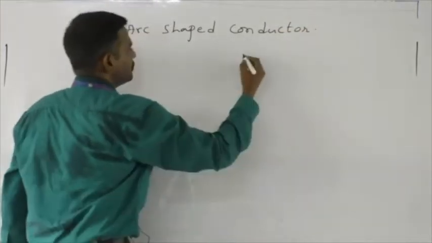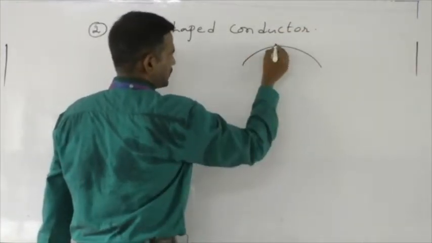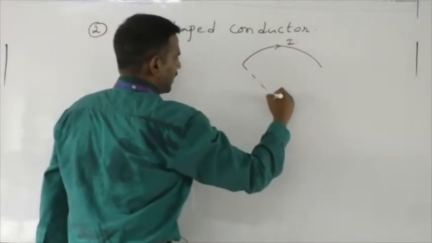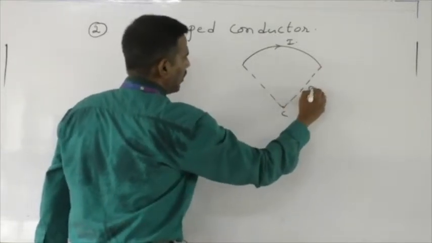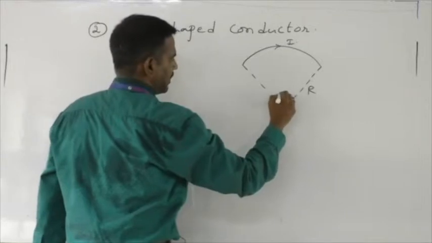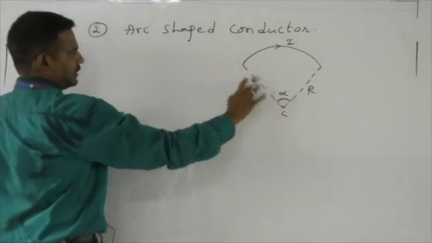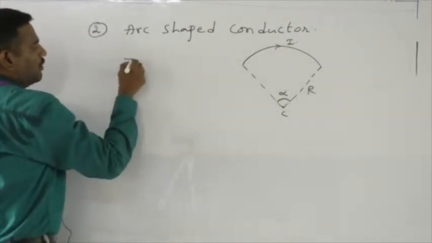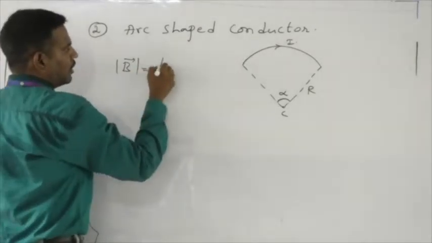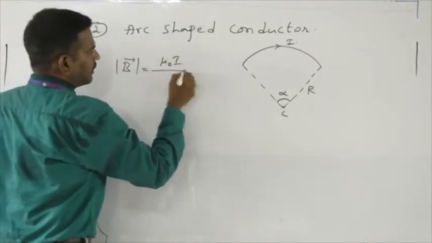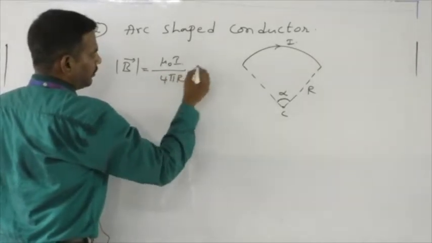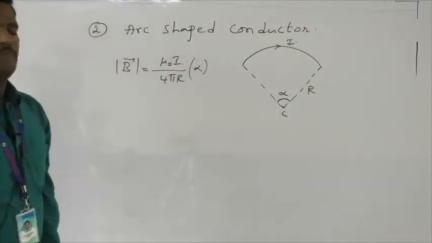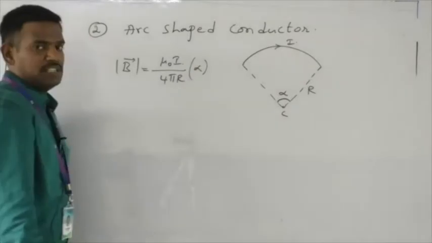Due to an arc-shaped conductor, let us suppose it is carrying the current I, and somewhere here the center is lying, and the radius of this arc is r, and let us suppose the angle here is alpha. Then what is the magnetic field intensity due to this arc at the point C, I mean at the center? The magnitude of magnetic field intensity is given by the formula mu naught I divided by 4 pi r multiplied by alpha, where alpha is measured in radians.